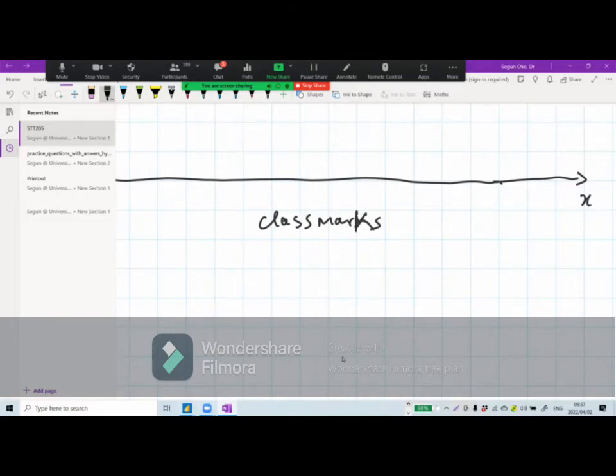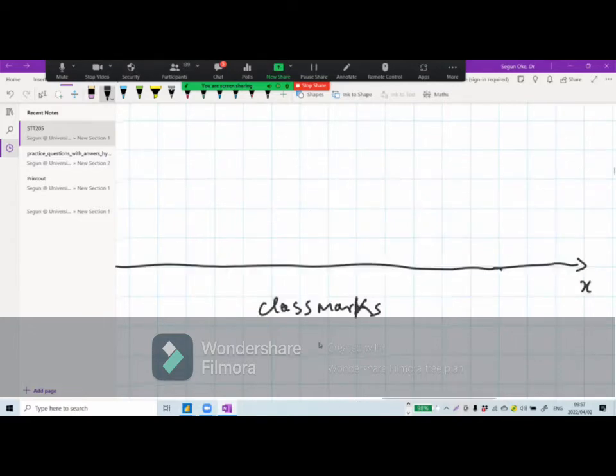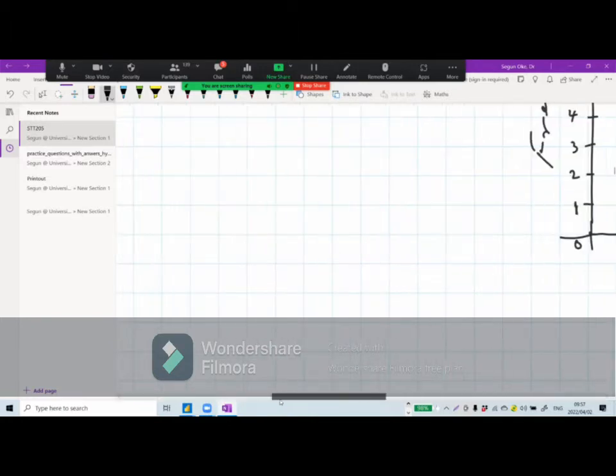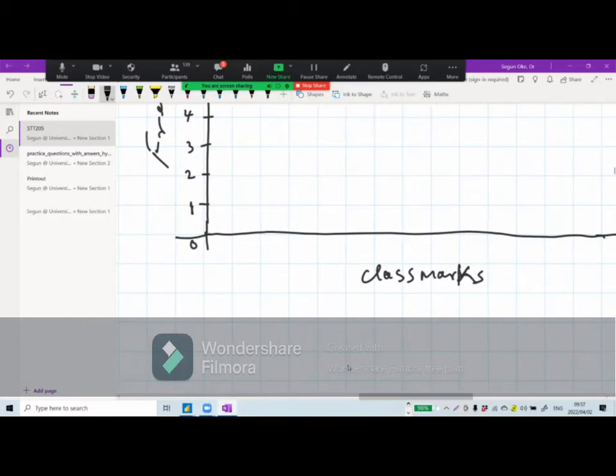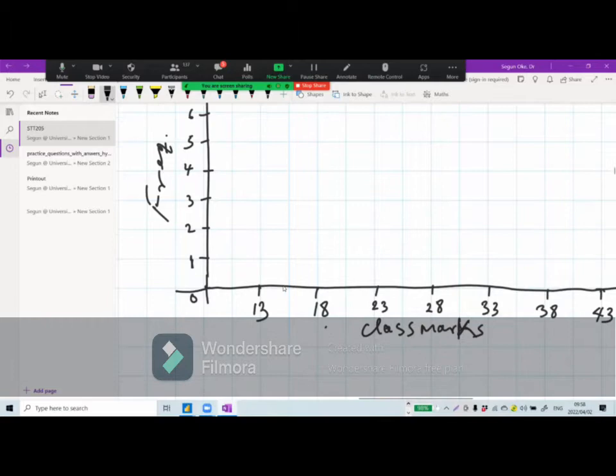From 0, we have 13, the class mark. The next one is 18. Next, 23. Next, 28, and 33. And the last ones are 38 and 43. Now, what is the frequency for 13?